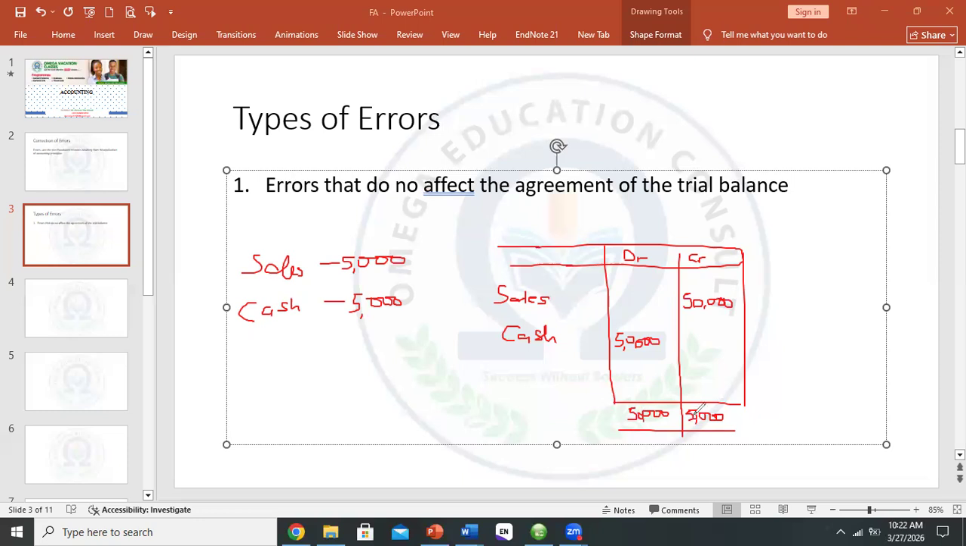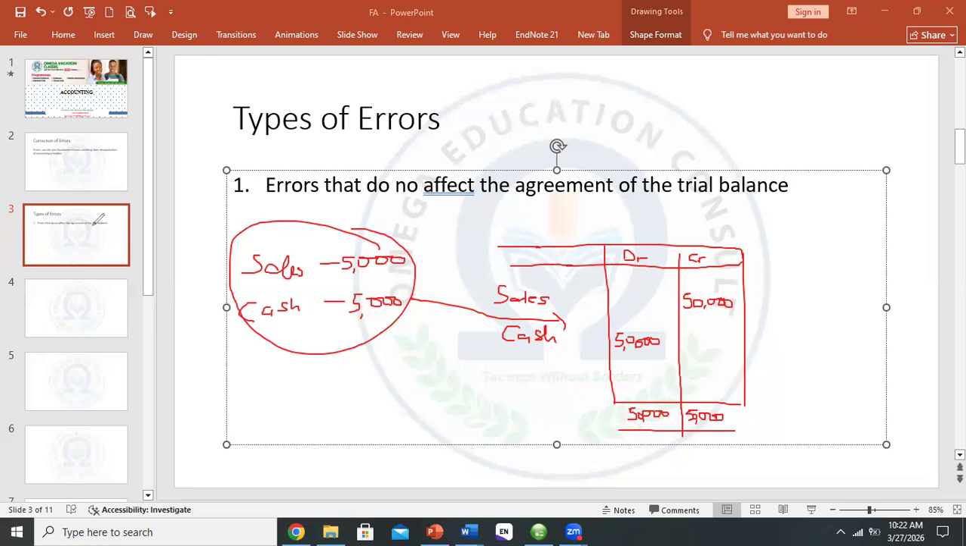Credit. But there is an error. Why? Because this is the original amount, 5,000, 5,000. But when you were posting to the trial balance, you've inflated the figure to 50,000, 50,000. But this mistake you have committed is not showing in your trial balance because the trial balance totals are equal. So this is to prove to you that there are some errors that will never show in the trial balance because the trial balance would always agree, the totals will be equal. Okay, so that's the first type.